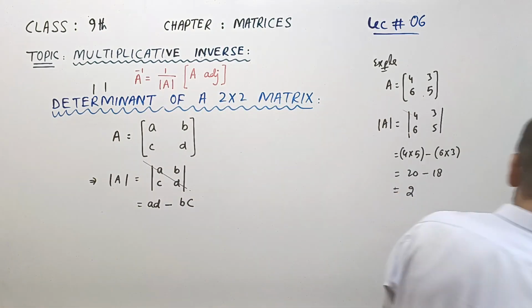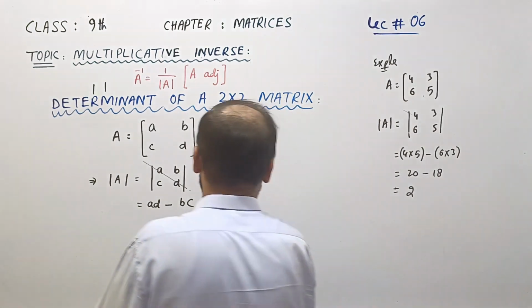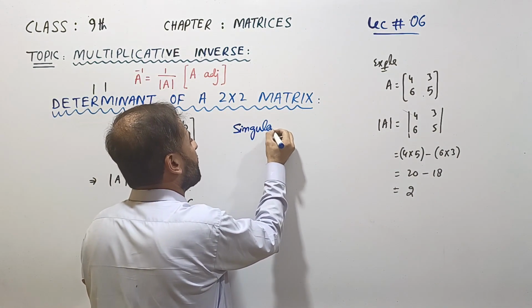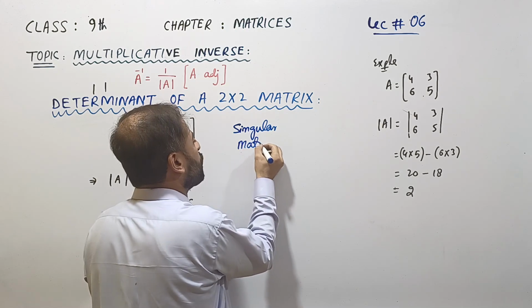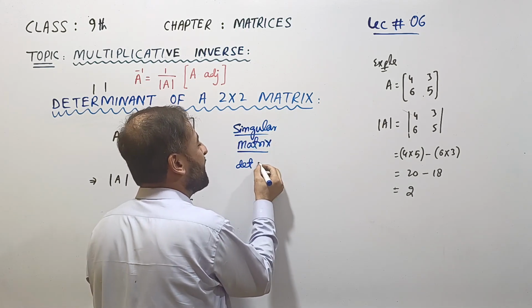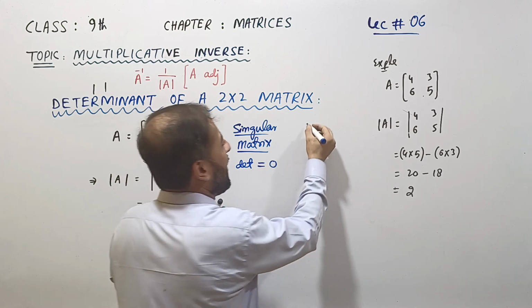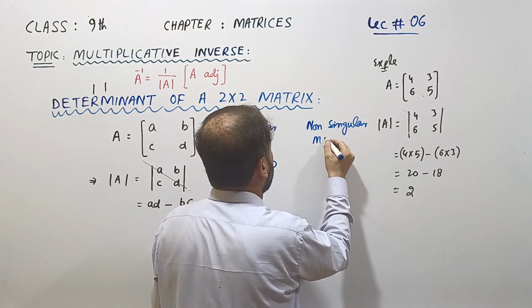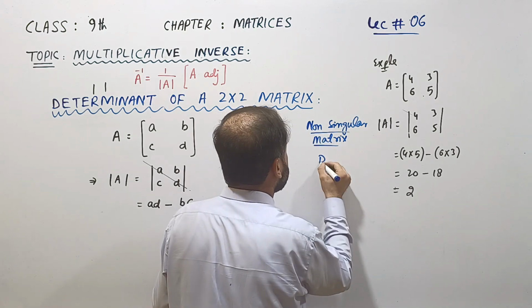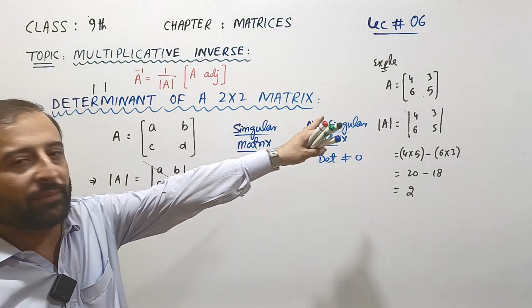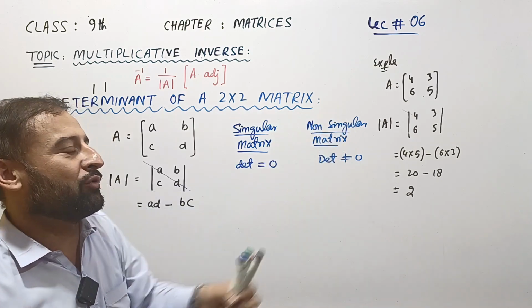Now, what is meant by a singular matrix? A singular matrix is a matrix whose determinant, shortcut det, is equal to 0. And a non-singular matrix is one whose determinant is not equal to 0. Like that one is a non-singular matrix. That one is a non-singular matrix.